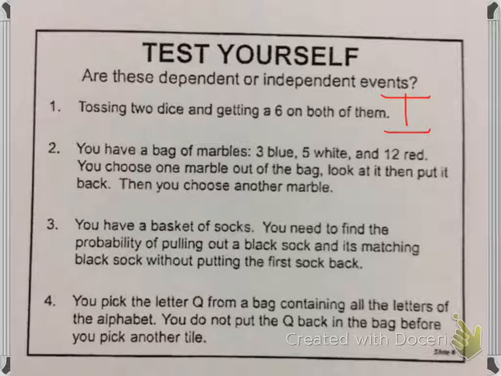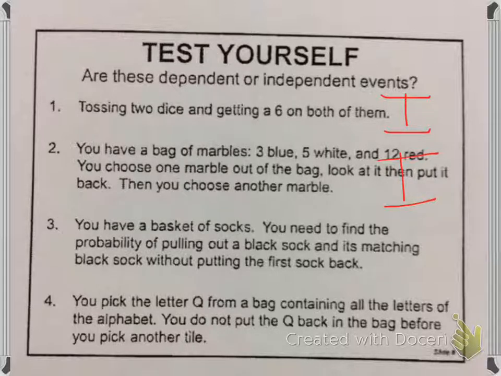Number 2, you have a bag of marbles, 3 blue, 5 white, and 12 red. You choose one marble out of the bag, look at it, and then put it back. Then you choose another marble. Well, because you replaced that marble, the original probability would have the same number as the second probability. So these events are independent also. One does not rely on the other.